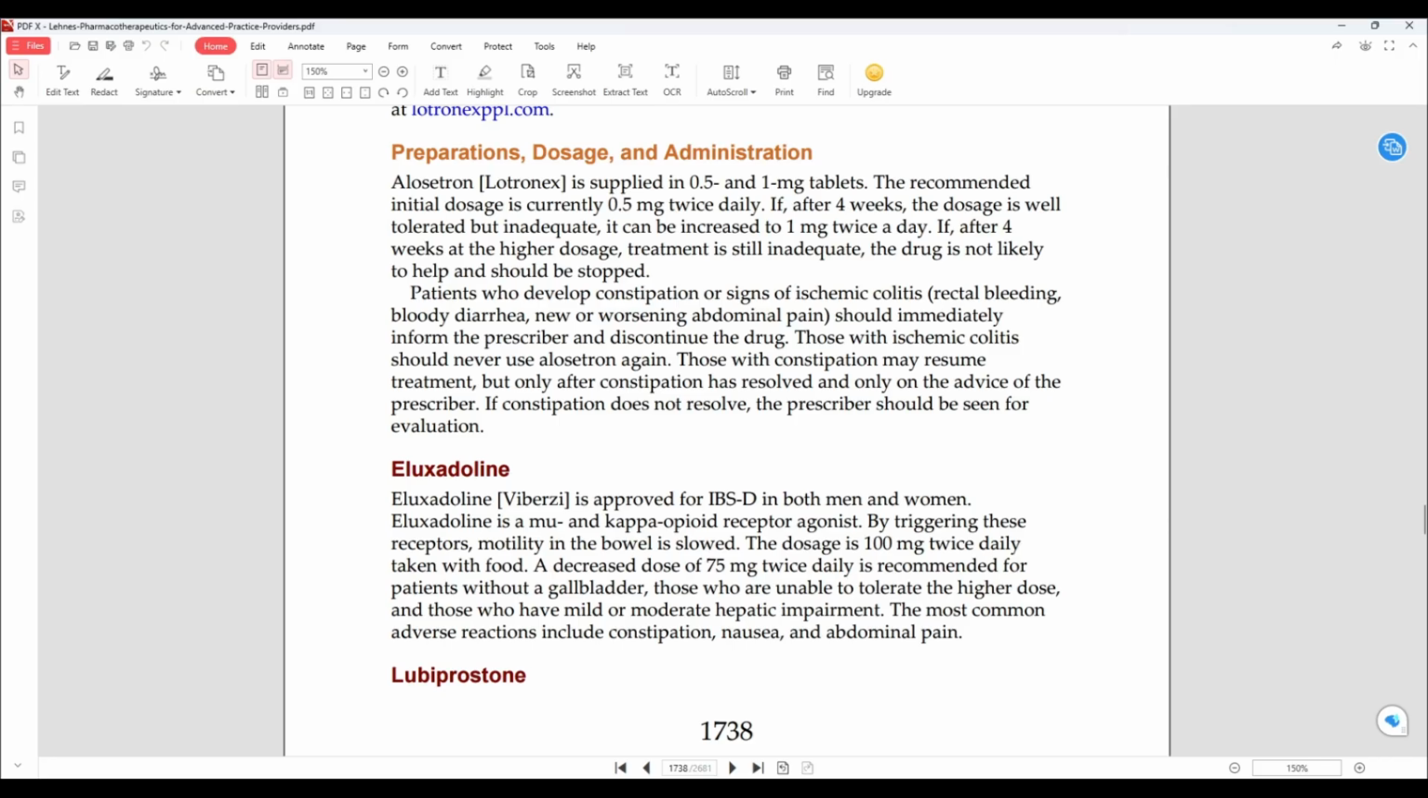and should be stopped. Patients who develop constipation or signs of ischemic colitis, so rectal bleeding, bloody diarrhea, or new or worsening abdominal pain, should immediately inform their prescriber and discontinue the drug. Those with ischemic colitis should never use elazotran again. Those with constipation may resume treatment, but only after the constipation has resolved and only on the advice of the prescriber. If constipation does not resolve, the prescriber should be seen for evaluation.